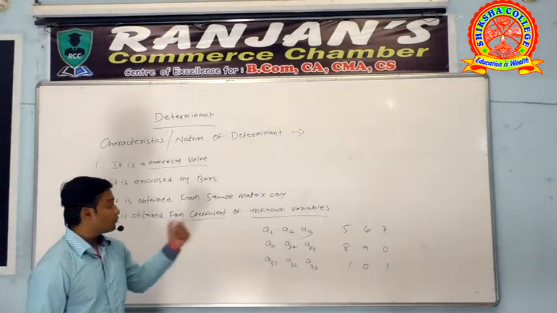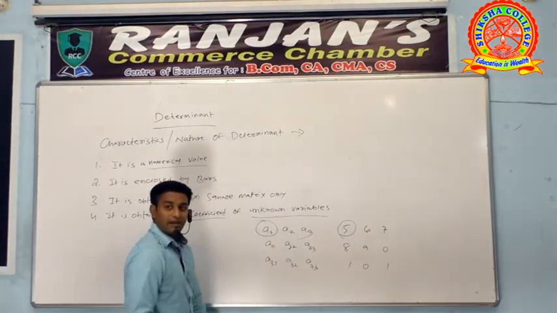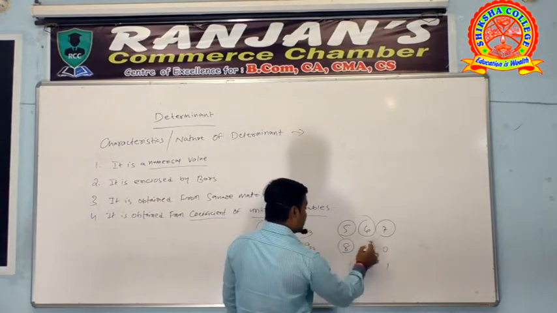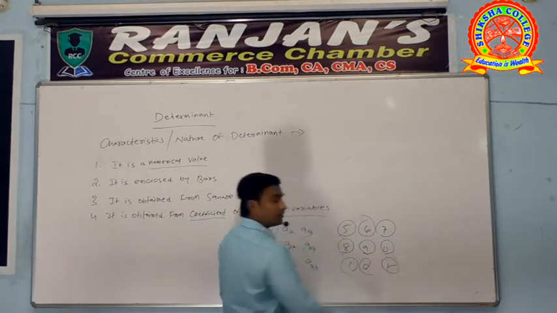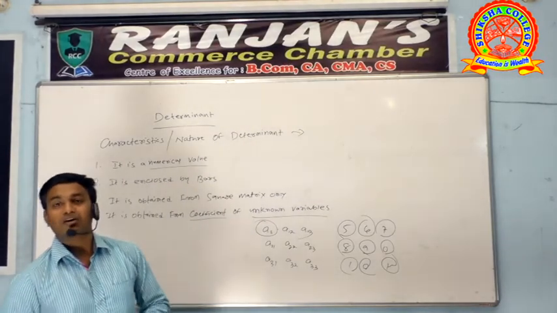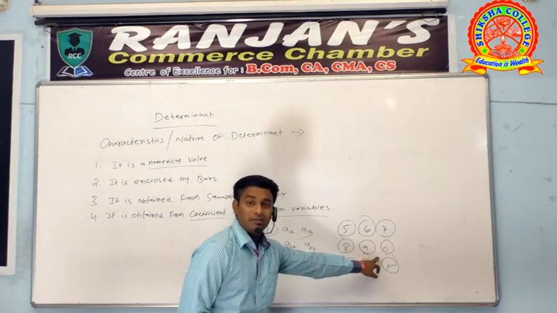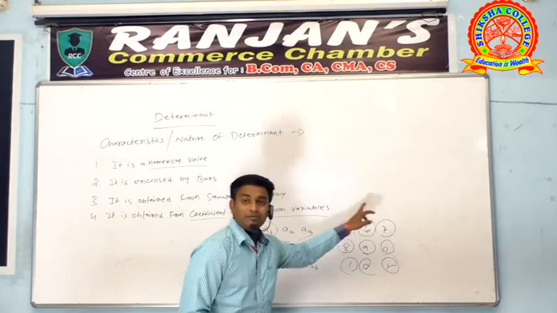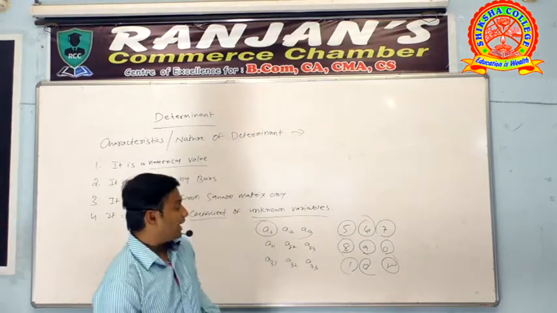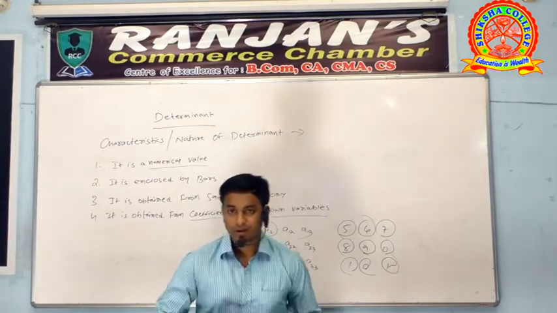So what are the coefficients of those unknown variables? 5 of A11, 6 is the coefficient, 7 is the coefficient, 8 is the coefficient, 9, 0, 1, 0, 1. All these are the coefficients. So we can obtain the determinant from the coefficients of the unknown variables. We can find the determinant using those coefficients, and we can find the determinant of all coefficients.